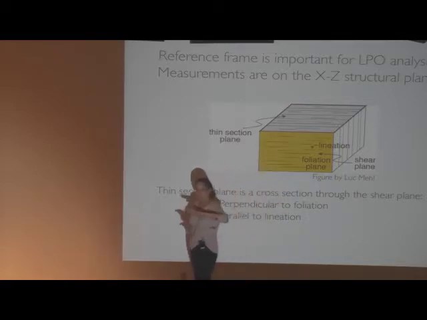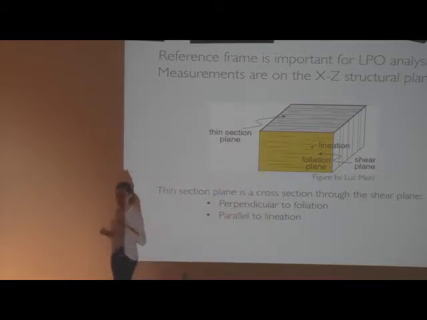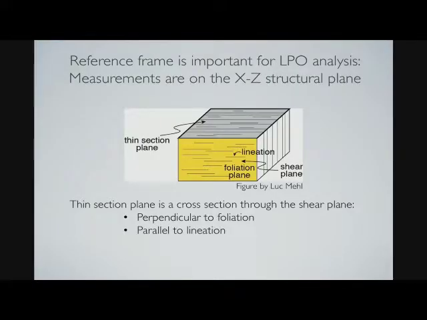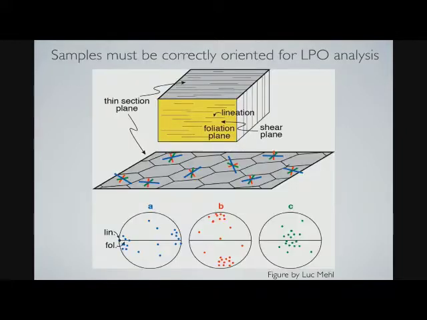And so in structural geology, we always orient our thin sections so that they are cut perpendicular to foliation and parallel to lineation. And that's a standard thing, not just looking at the mantle, but looking at any field samples of a shear zone or any deformed crustal rocks as well. That frame of reference is always this XZ, sometimes it's called XY structural plane, which is the cross section through your shear plane.